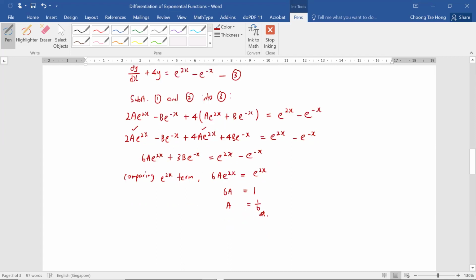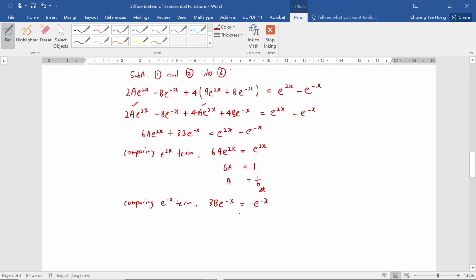Then we'll compare the e to the power of negative x term. So you have 3b e to the power of negative x equals negative e to the power of negative x. If you divide by e to the power of negative x, you get 3b equals negative 1. So b equals negative 1/3. This will be the solution for this question.